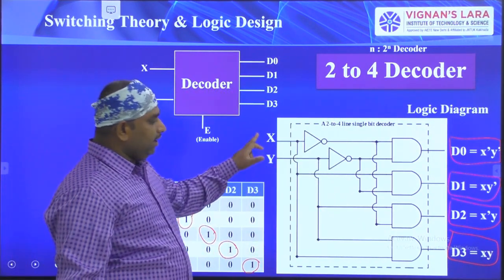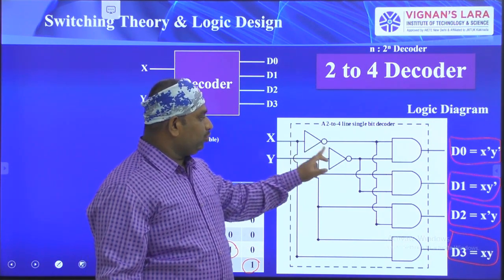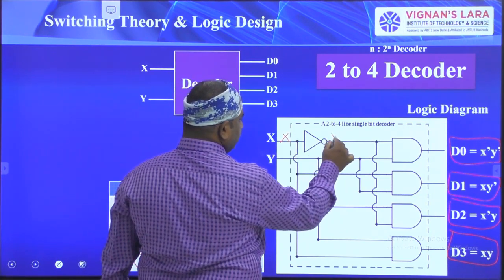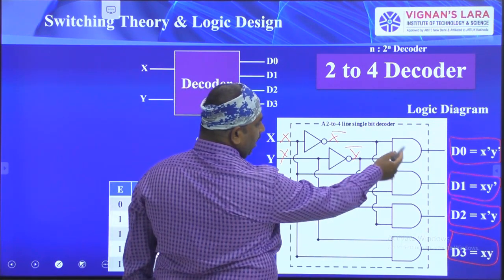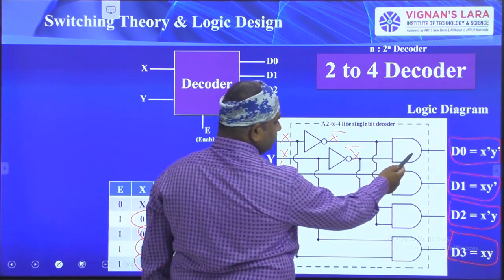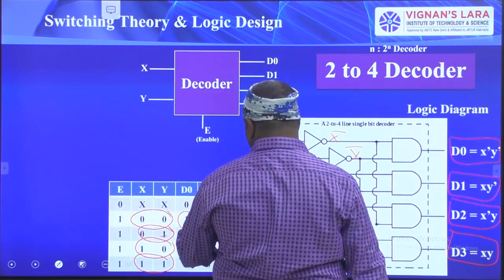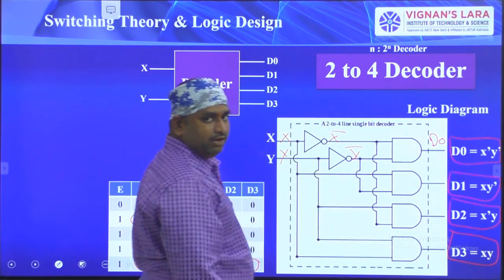Now see here, I have x and y inputs. So I have taken two NOT gates. This is x and this is x bar, and this is y and this is y bar. Here I have an AND gate. For this AND gate, x bar is connected and y bar is connected. So x bar y bar, that is D naught.